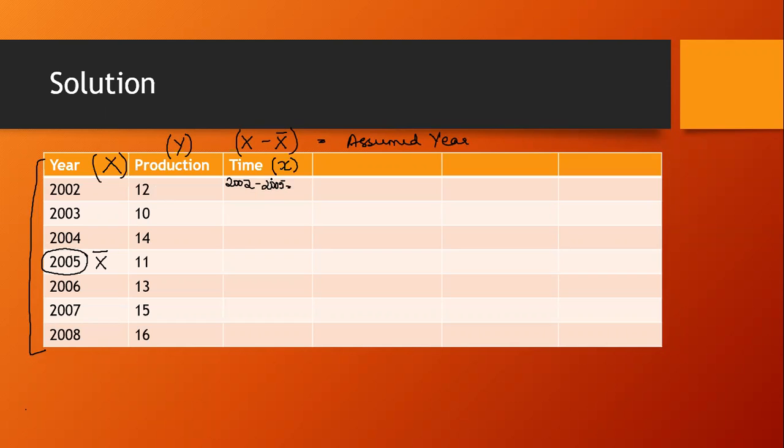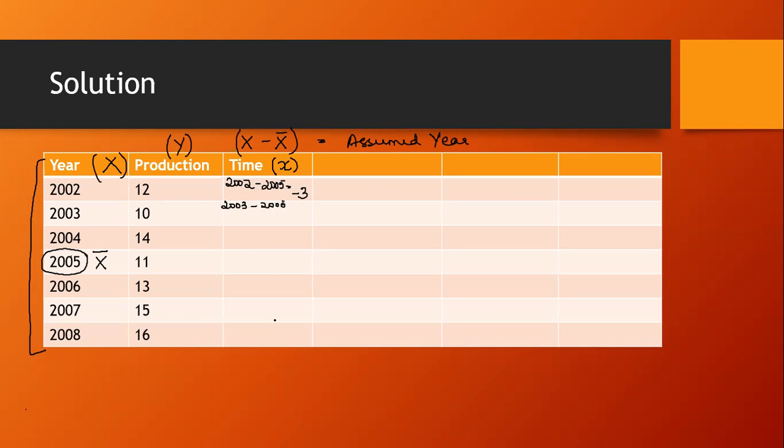2002 minus 2005, what is the value you get? Now here you have to be very careful with the minus sign. You should not leave your minus sign. 2002 is smaller, 5 is greater, so you will get minus 3. Okay, so minus 3. For the second year, the x value is 2003, that is 2003 minus 2005.